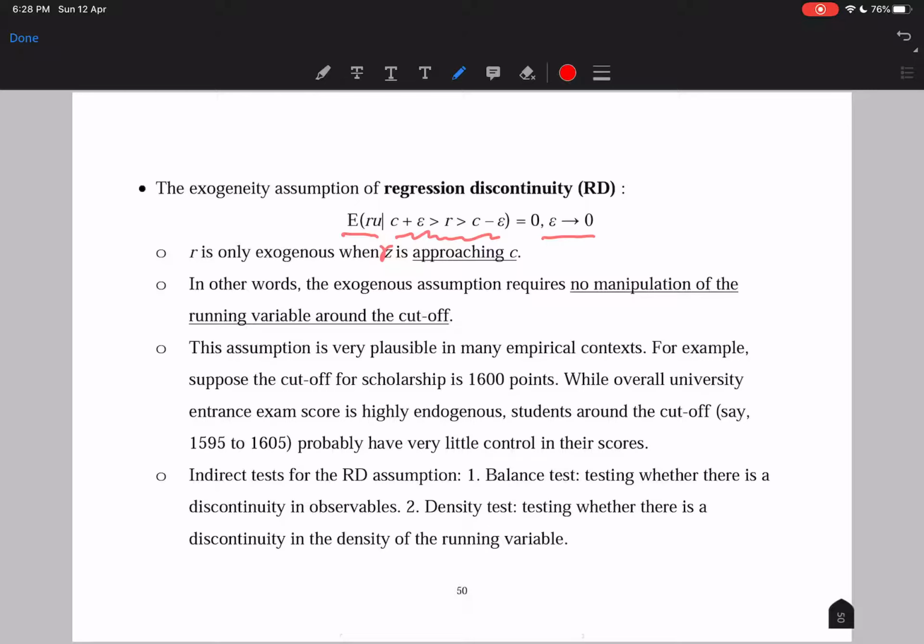So there's no way for students to manipulate the running variable. The assumption is very plausible in many empirical contexts. For example, suppose the cutoff for a scholarship is 1600, while the overall university entrance exam score is highly endogenous. A better student with better academic ability will have a higher score, but around the cutoff, they probably have very little control over their scores.